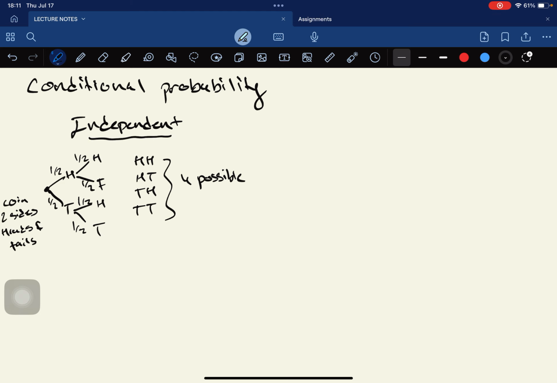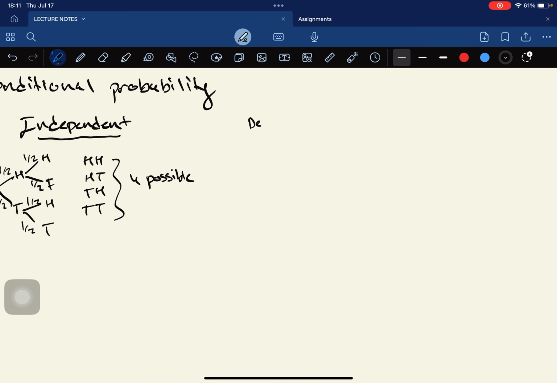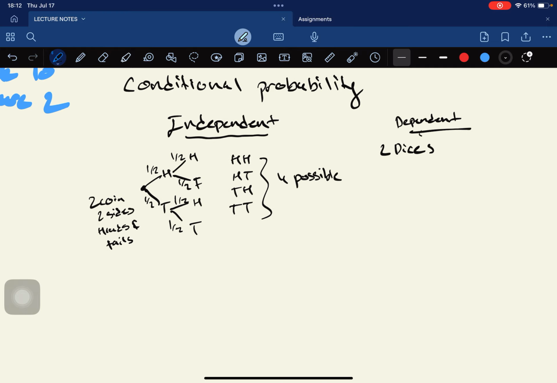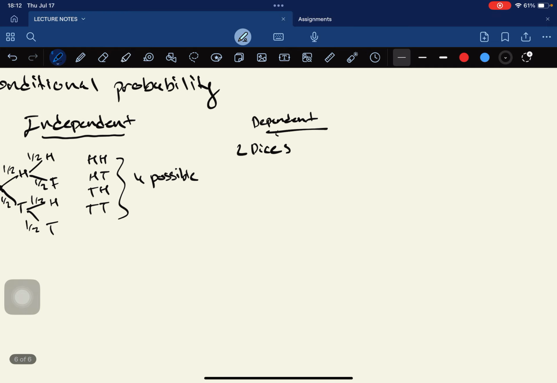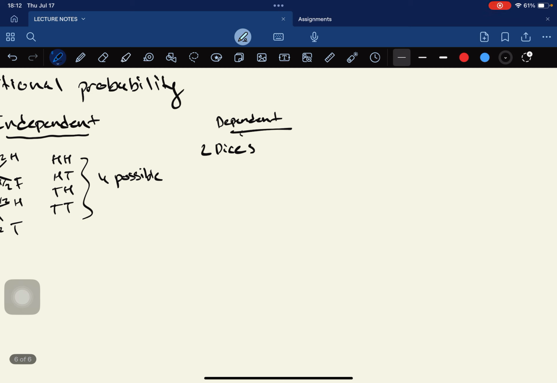And obviously you'll guess the second part would be dependent. Let's say it's a dice, right? We used a coin at first, but now a dice. A dice, obviously, we know it has six sides. So you roll the dice twice. So two dice, by the way. The first one was two coins, so just remember that. You toss a coin twice, and you roll the dice twice.